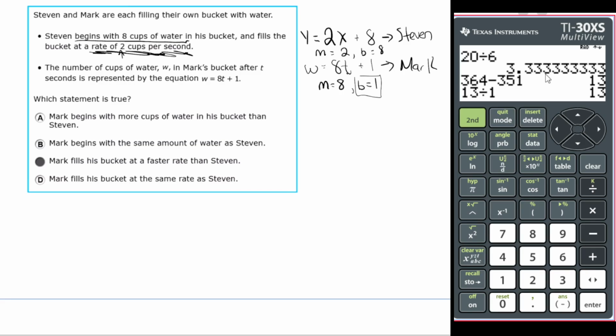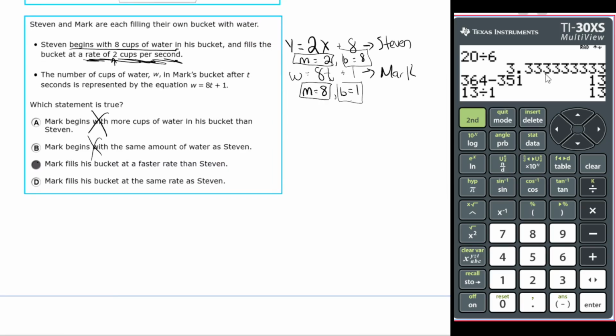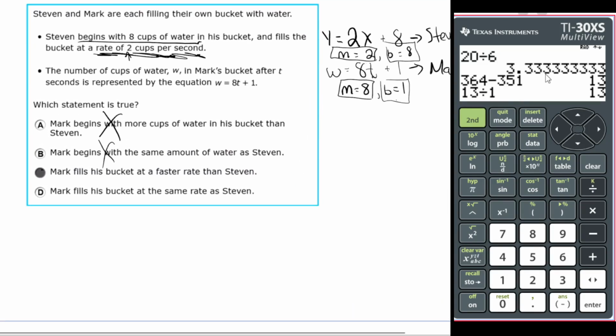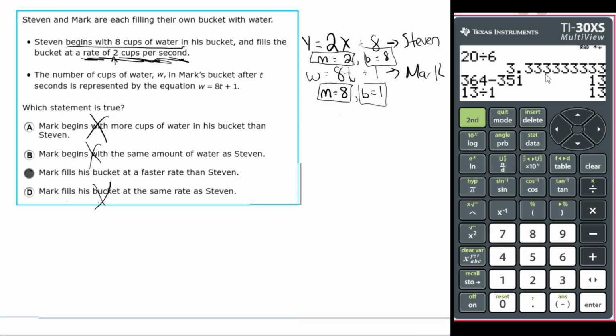Mark begins with more cups of water in his bucket than Stephen. Mark begins with 1. Stephen begins with 8. So, no. Mark begins with the same amount of water as Stephen. Mark begins with 1. Stephen starts with 8. So, no. Mark fills his bucket at a faster rate than Stephen. Mark fills at 8 per second. Stephen at 2 per second. Mark is filling faster than Stephen. So it is C. But last choice, Mark fills his bucket at the same rate as Stephen. 8 is not the same as 2, so that's also gone. Okay? And that's that problem.